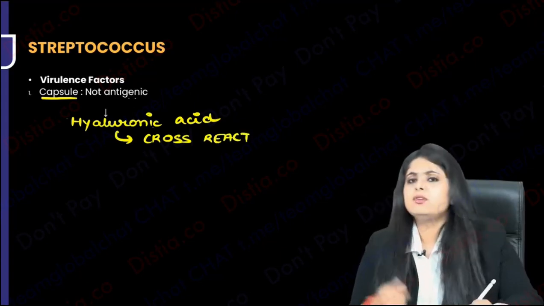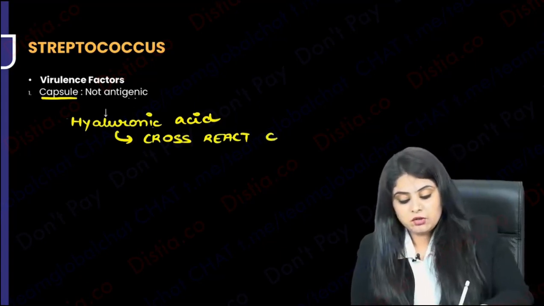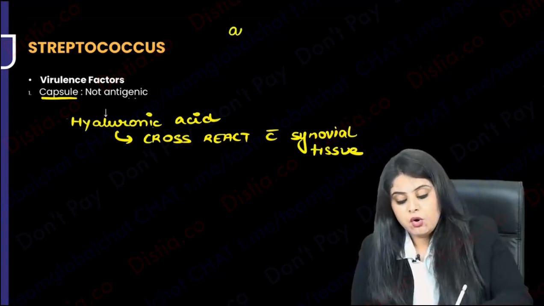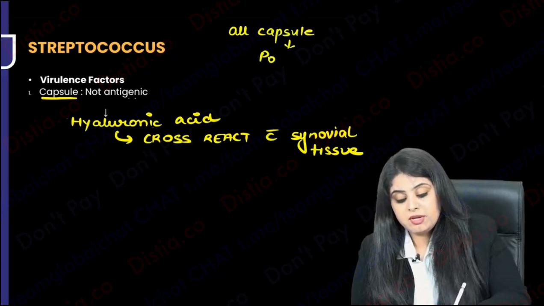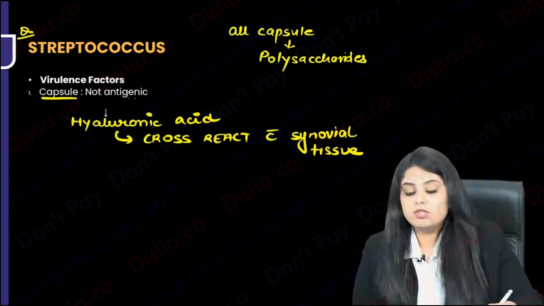Where do we have hyaluronic acid in our body? We have hyaluronic acid in the synovium. This can cross react with the synovial tissues of our body. So please remember, this is a little different, because I have taught you all the capsules are made up of what? All the capsules are usually made up of polysaccharides. Now I am telling you that there is one capsule which is going to have hyaluronic acid in it, and that is Streptococcus pyogenes, right?